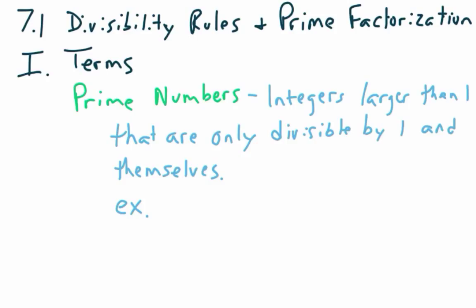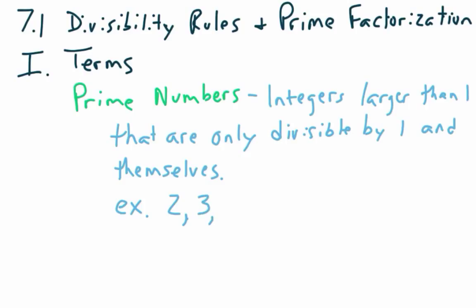So the first example would be 2. I'm going to write a bunch of examples down there. 2 is a prime number because you could divide 2 by itself, 2 divided by 2 is 1, and you could divide it by 1, 2 divided by 1 is 2. 3, prime number? Yep, because you can't divide it by 2, can't divide it by anything before it. 3 is just divisible by 1 and by 3.